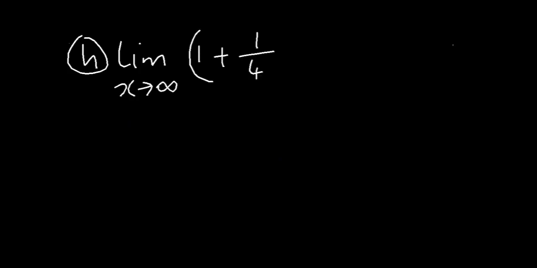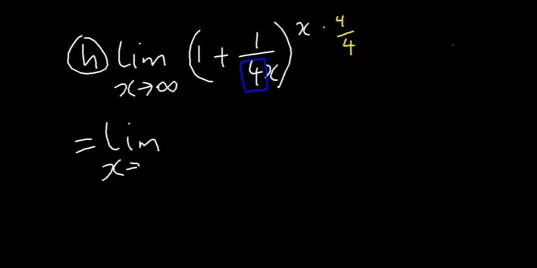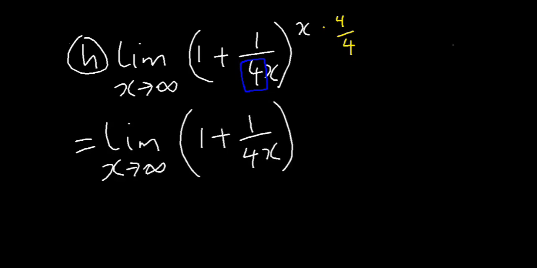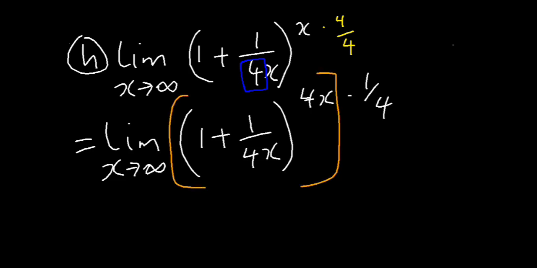Let's move on to the next example. So the limit when x tends to infinity of (1 plus 1 over 4x) raised to power x. For this, we have 4 in the denominator. So let's multiply the power by 4 over 4. Then our limit will be (1 plus 1 over 4x) raised to power 4x, multiplied by 1 over 4. So this is the pattern. So our answer will be e raised to power 1 over 4.